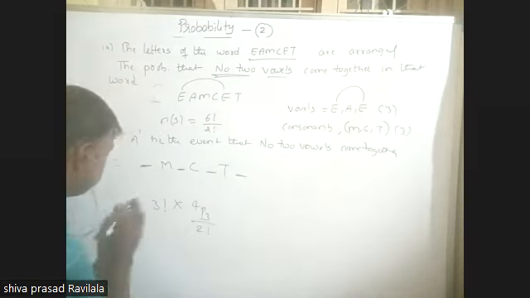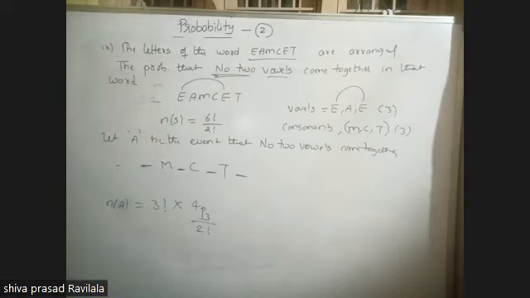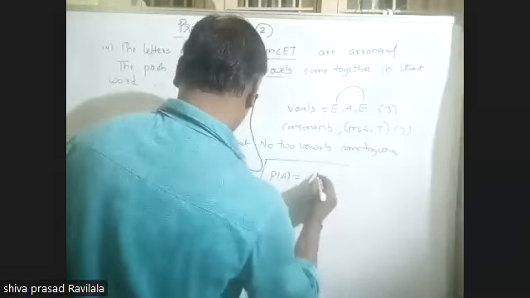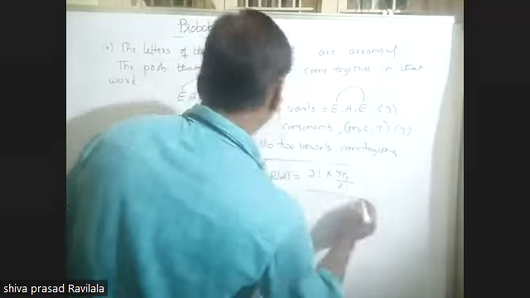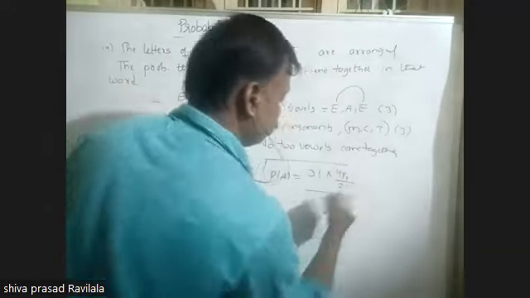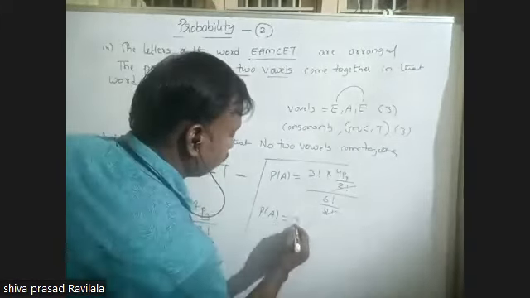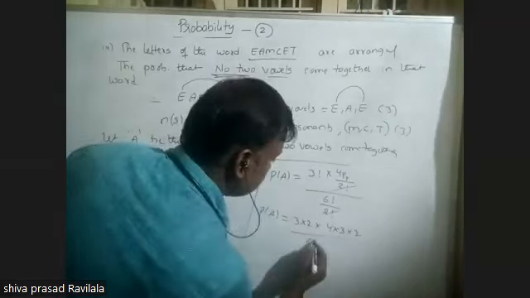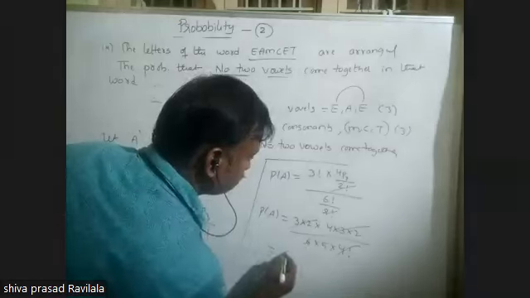n of A is equal to 3 factorial into 4P3 by 2 factorial. And finally your answer, P of A is equal to 3 factorial into 4P3 by 2 factorial, by n of S, 6 factorial by 2 factorial. These two cancel, students. I mean 2 factorial cancels. And P of A is equal to 3 factorial, 3 into 2, 4P3, 4 into 3 into 2, by denominator 6 into 5 into 4 factorial. And these two are cancelled. 3 2 just 6 cancel. Answer 1 by 5.